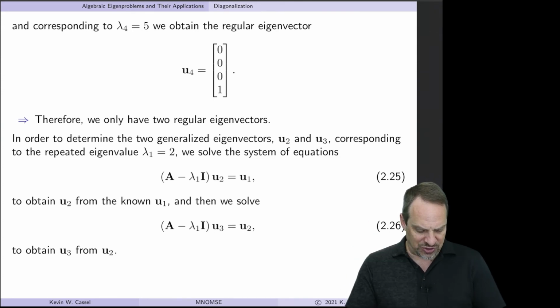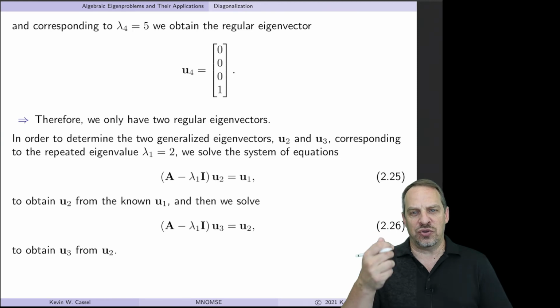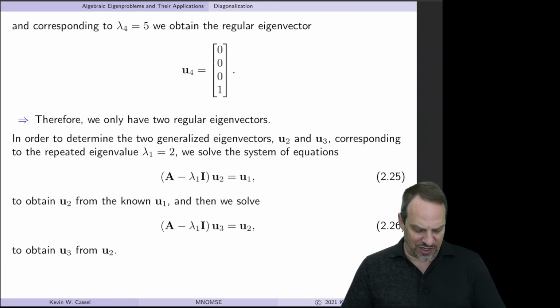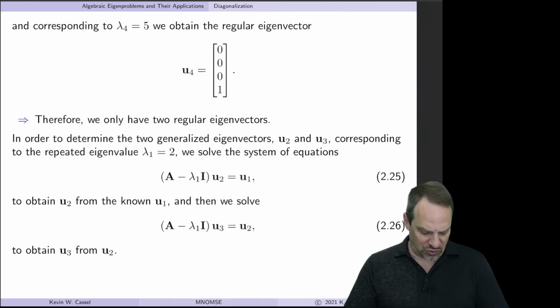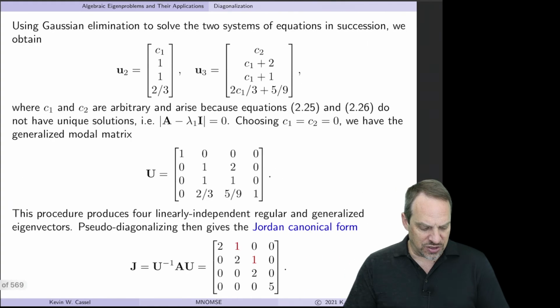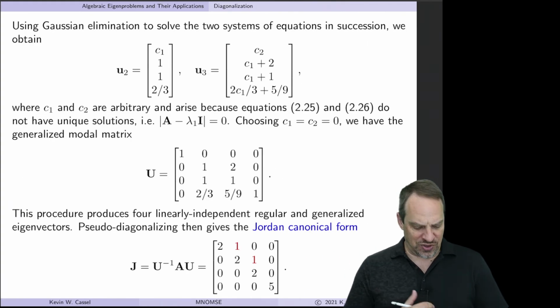So I'm going to use the expression that we just had in the previous slides, where I'm solving for u2, and I have u1 on the right-hand side. Once I solve for u2, I put that on the right-hand side, which is now known, and I solve for u3. In that way, I get the u2 and the u3 generalized eigenvectors. Once again, you can see that the coefficient matrix in both cases is the same, so the Gauss elimination steps will be precisely the same. I won't go through the steps. You can do that on your own if you'd like, and you'll end up with this.